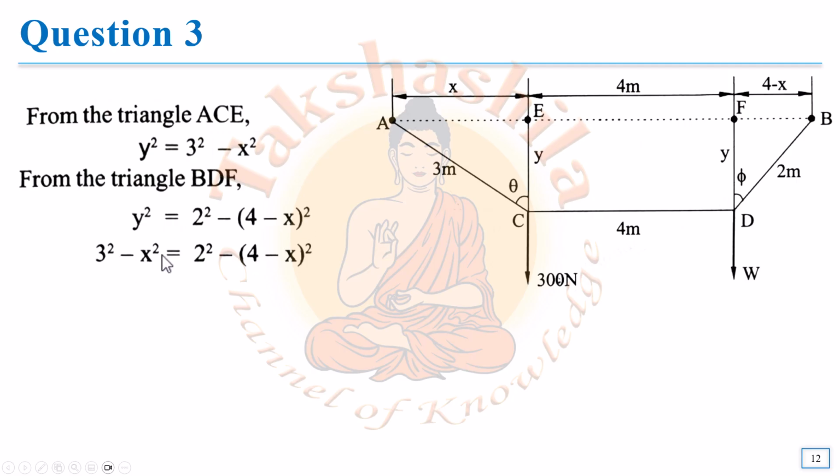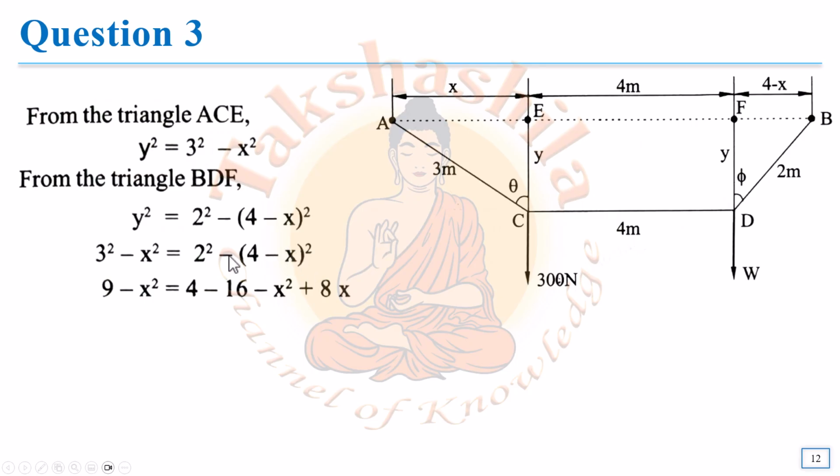3 square minus x square is equal to 2 square minus (4 minus x) the whole square. Now let us simplify this. What is 3 square? 3 square is 9. Then we have x square. 2 square is 4 minus (a minus b) the whole square. What is (a minus b) the whole square? A square minus 2ab plus b square. So a square, that is 16, minus 2 into 4 into x, that is 8 times x, plus b square, that is x square.